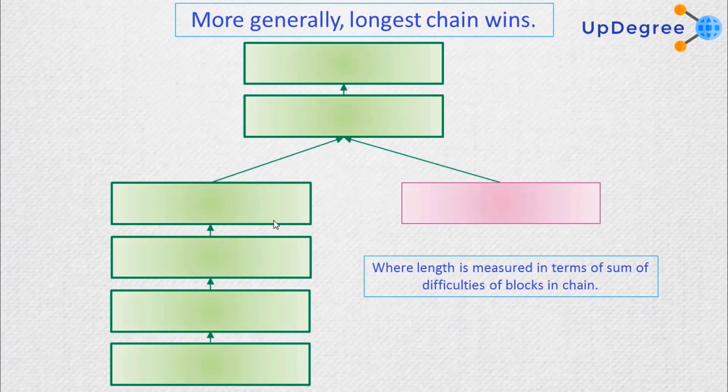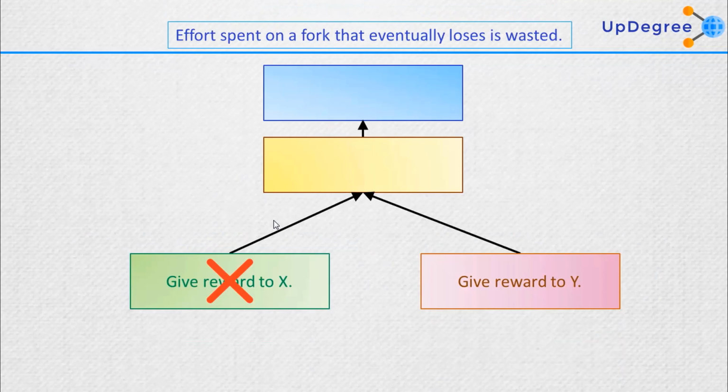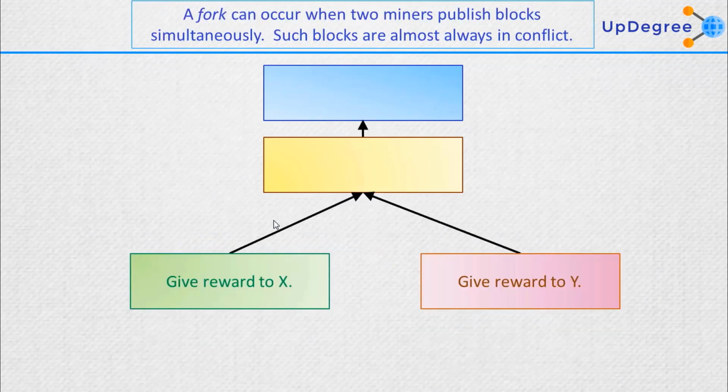But red loses here, or pink loses here. But assume that the length is measured in terms of the sum of difficulties of blocks in the chain. So more generally, the longest chain wins. In this concept, what we are trying to say is that we have to understand who is forking.